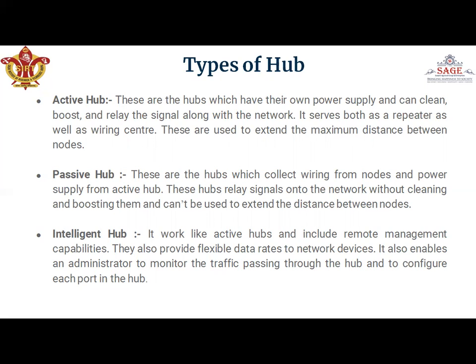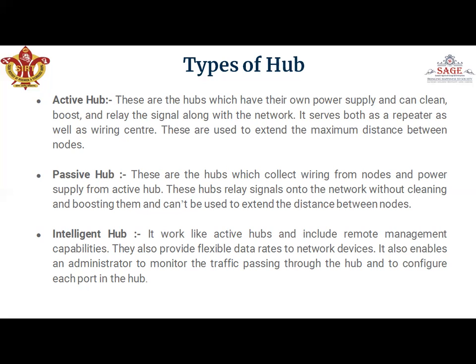Second one is a passive hub. These are hubs which collect wiring from the node and power supply from the active hub. Means the passive hub collects wiring from where? Active hub, and it can also take the power supply from the active hub. Now moving on, next is the intelligent hub. Before the intelligent hub, we have seen one more line, that these hubs, passive hubs, relay signal onto the network without cleaning and boosting them, and cannot be used to extend the distance between the nodes. The third one is the intelligent hub.